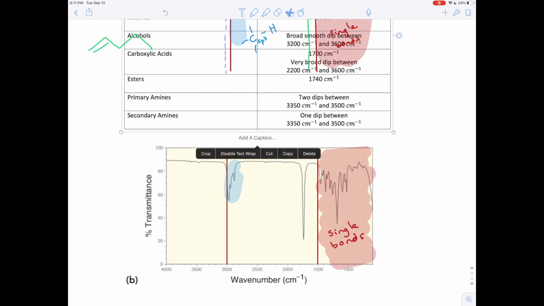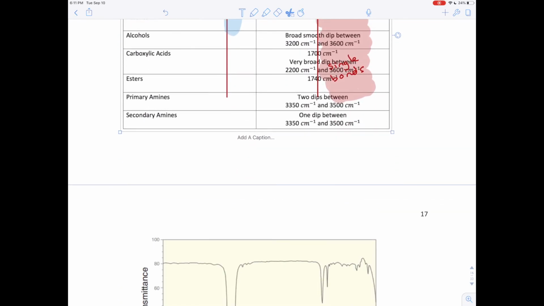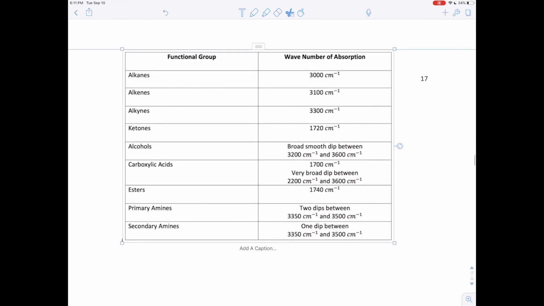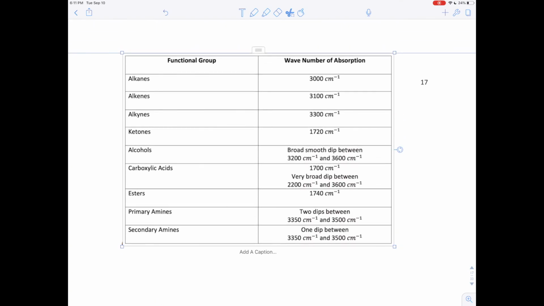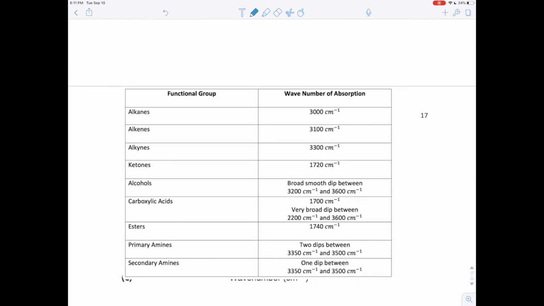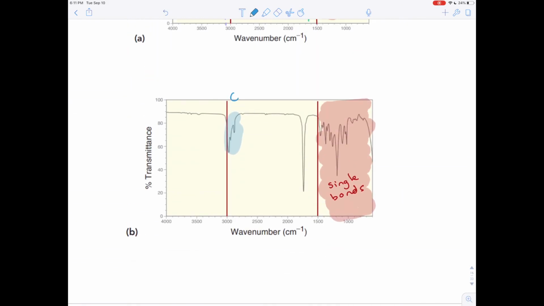Just to the right of 3000, that's the absorption for an alkane. You get that absorption for an sp3 hybridized carbon, that's a carbon with all single bonds, to a hydrogen. It's this bond here that's casting this shadow.